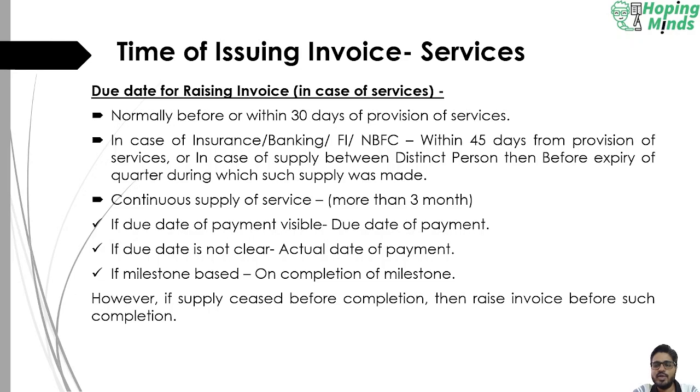So the time for issuing tax invoice against services will normally be before or within 30 days of provision of services. In case of banking, insurance, financial institutions or NBFCs, the time limit will be 45 days from the provision of services, or in case of supply between distinct persons, then before the expiry of the quarter during which the supply was made. Who are distinct persons?